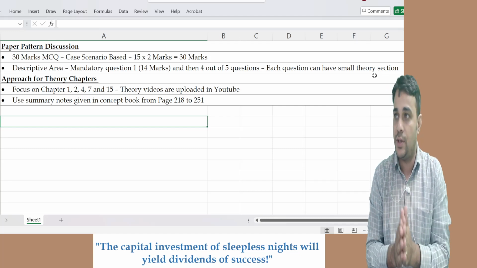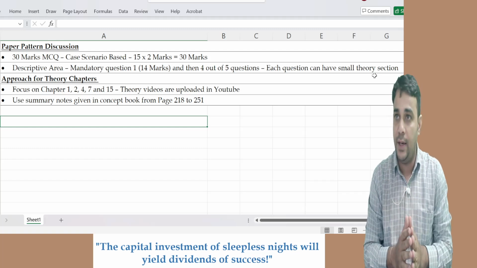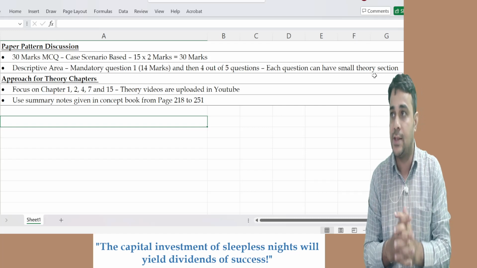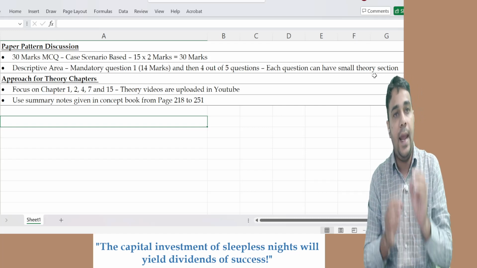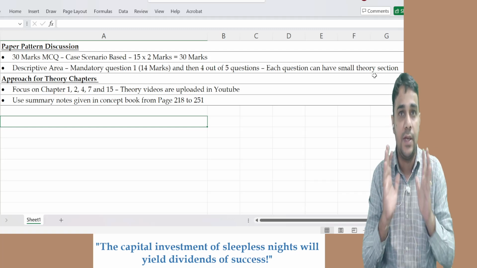Chapter 1 is your intro chapter. Then there is a chapter on risk management, a chapter on security analysis, a chapter on securitization, and a chapter on startup finance. These 5 chapters, extensive theory preparation is needed. How will you do extensive theory preparation?